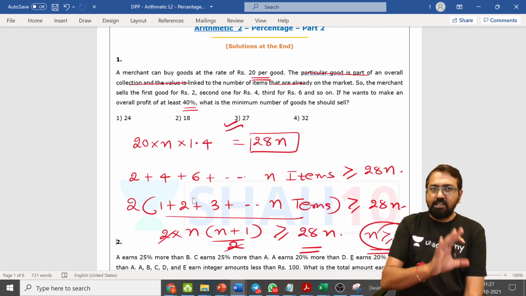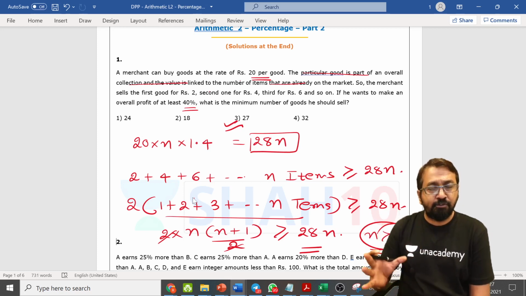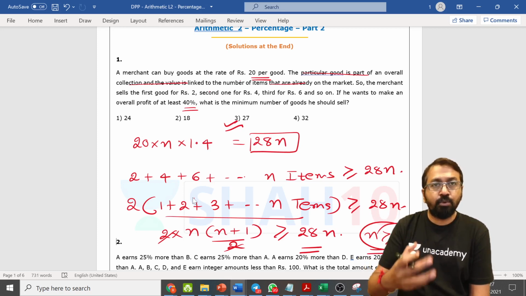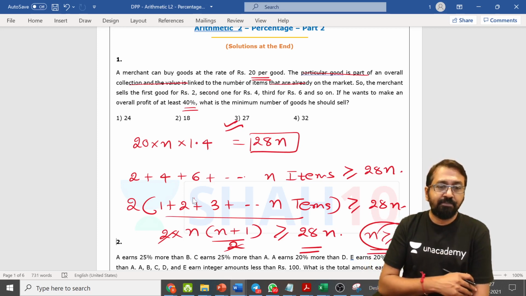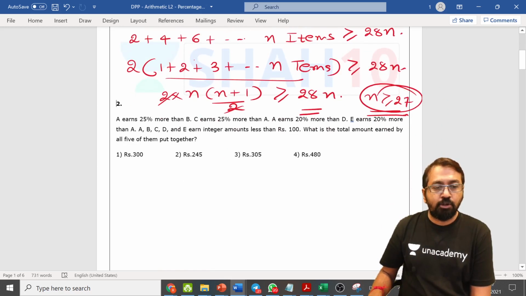So this was definitely a tricky question. It was looking like a typical percentage, or you can say profit and loss question, but it has a bit of number property, or you can say progression, added to that particular question, and that's where it is becoming a slightly complicated problem, right? So I hope all of you would have understood this.